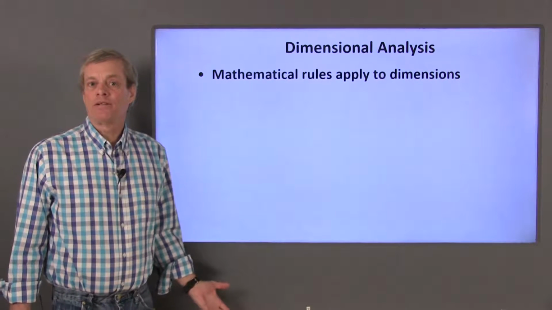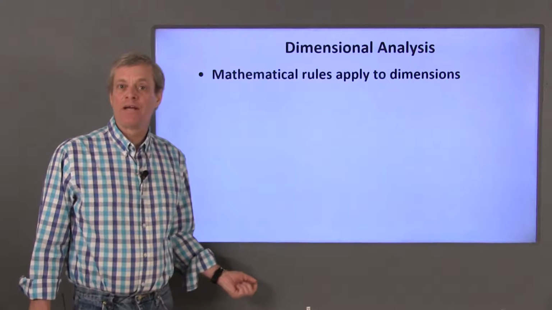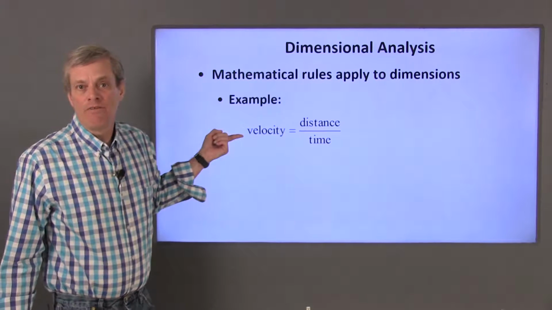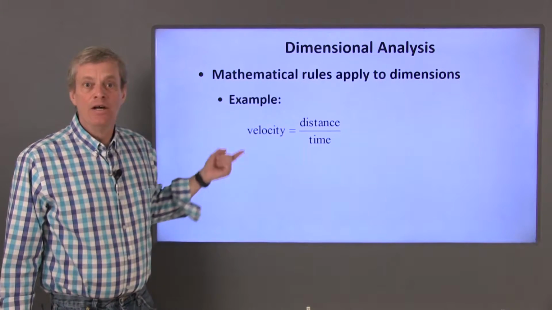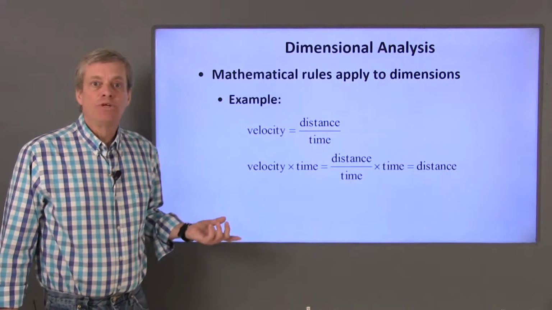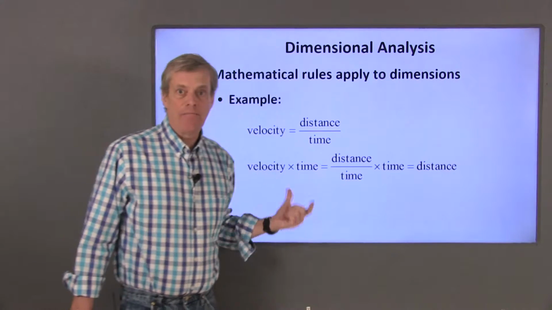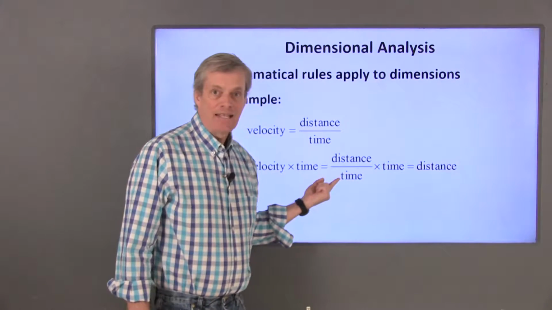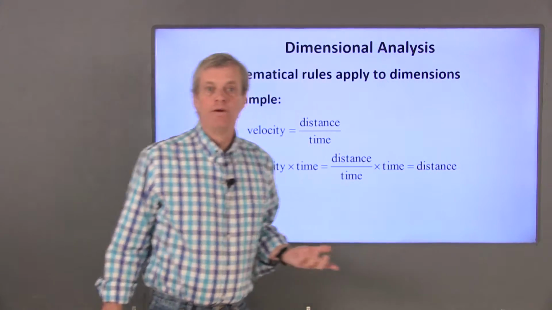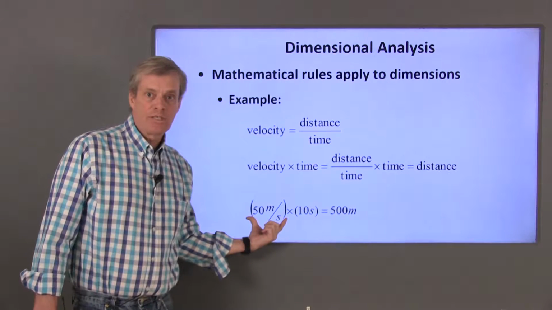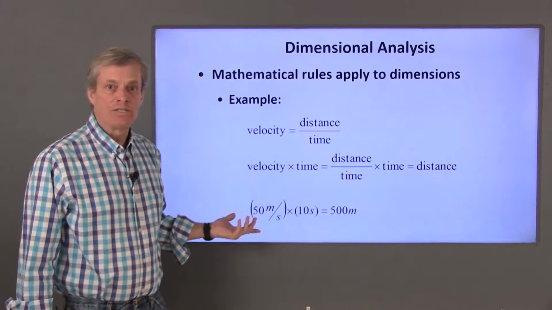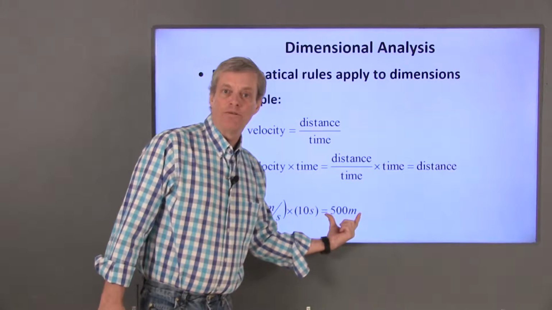You just apply mathematical operations to the units associated with a number exactly as you do to the numbers themselves. For example, velocity is defined as the rate of change of position with time, so it's just the ratio of the distance traveled to the associated time. I can multiply both sides of this equation by time. The times in this expression cancel out, so velocity times time is equal to distance. So if the velocity is 50 meters per second and the time is 10 seconds, the time cancels out of these two expressions, leaving the result to be 500 meters.